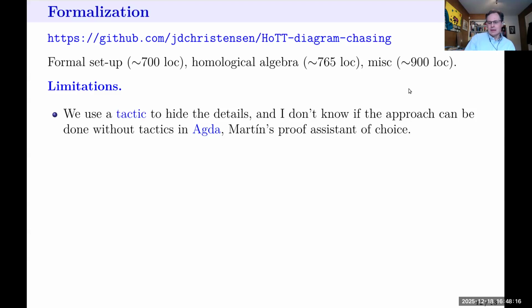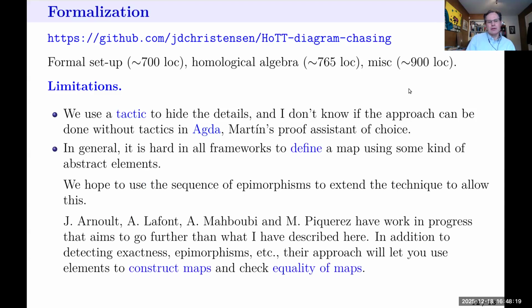Another issue is that in all different frameworks where you use generalized elements, it's very hard to define a map by saying what it does on generalized elements. So we have some hopes of making this work by keeping track of the sequence of epimorphisms that arises during an argument, but that's work for the future. I will also mention that there's work by Renaud, Lafont, Mabubi, and Piqueras, work in progress, where they have something that's much more sophisticated than what I've described here. And it should let you construct maps and check equality of maps as well using generalized elements. So I'm very excited to see how that comes out.